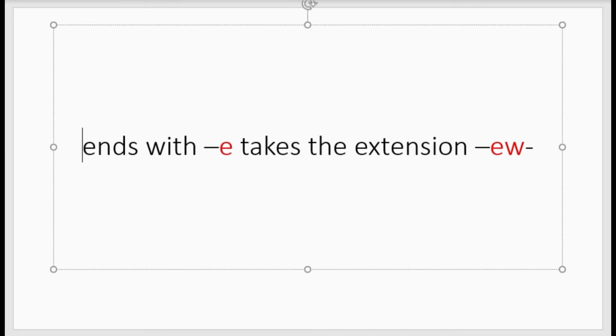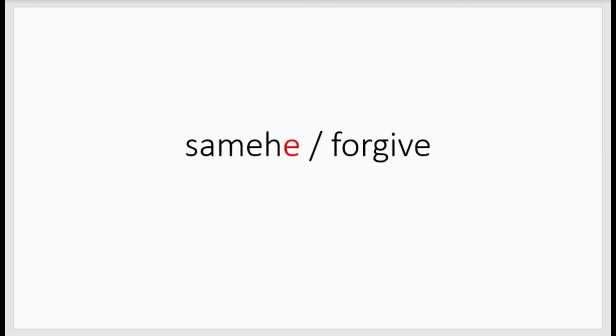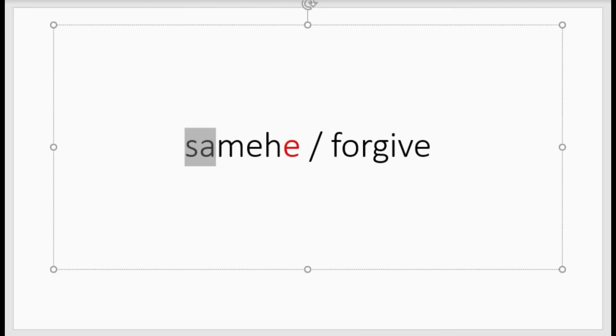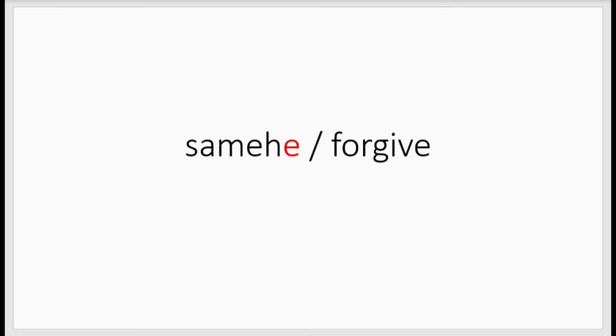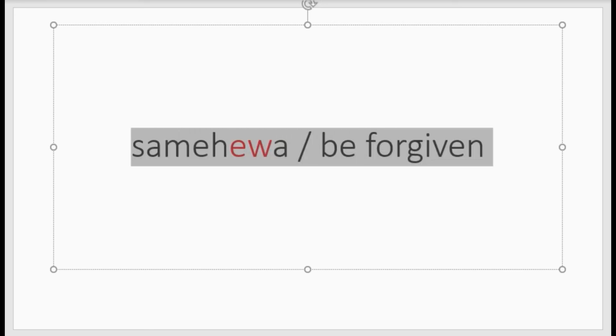If the verb ends with e, it takes the extension ewa. Okay? Samehe, which means forgive. Samehewa, which means be forgiven.